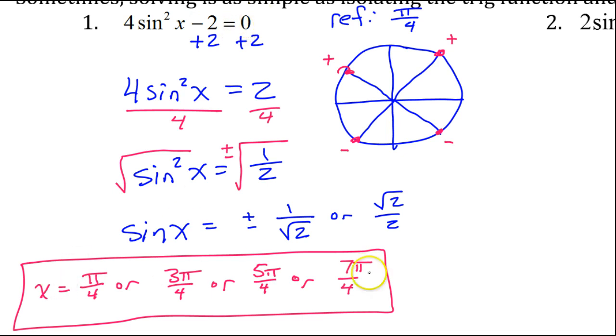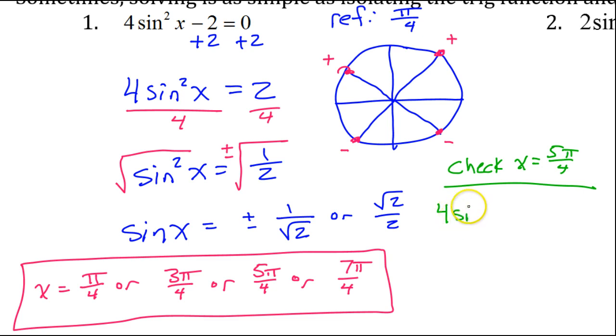So I'm just going to randomly pick one of these. Let's say 5 pi over 4. Let's check that. So if I wanted to check the value of x equals 5 pi over 4, that would mean, let's plug it back in. So this would be 4 times the sine squared of 5 pi over 4, minus 2, and we're trying to see if that equals 0.